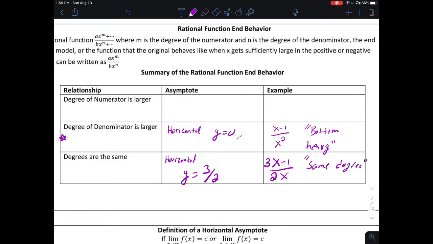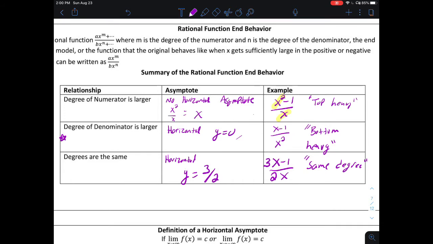Now, if the degree of the numerator is larger, it's not so easy. In fact, there won't be a horizontal asymptote. An example of that would be x squared minus 1 over x. And so if this is the case, and I have a function that is top heavy, I would look at the quotient of the two highest degree terms and simplify it. And then I could determine what the ends would do.